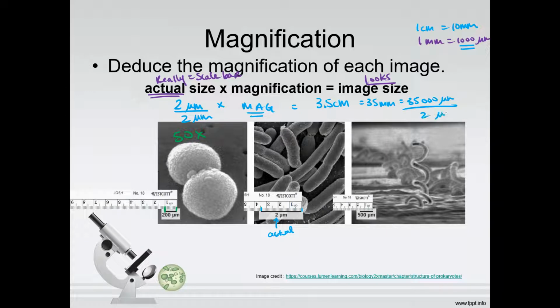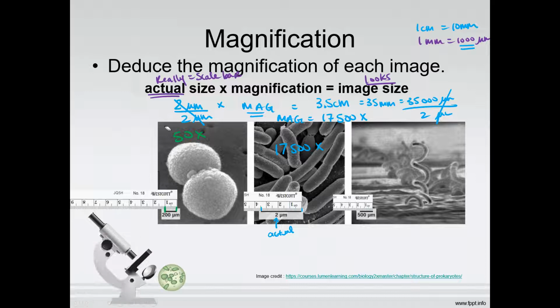Divide by 2 micrometers. 2 micrometers cancels out on the left. On the right, micrometers cancels out. I have 35,000 divided by 2. Magnification is going to be equal to 17,500 times bigger. This one is zoomed in a lot. Good. All right. Pause the video. Do this last one on your own.